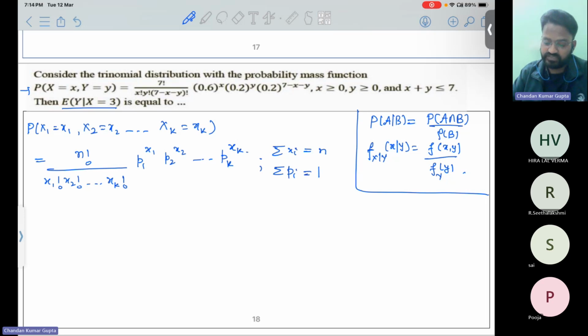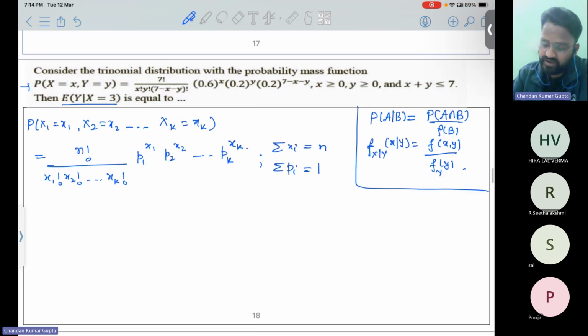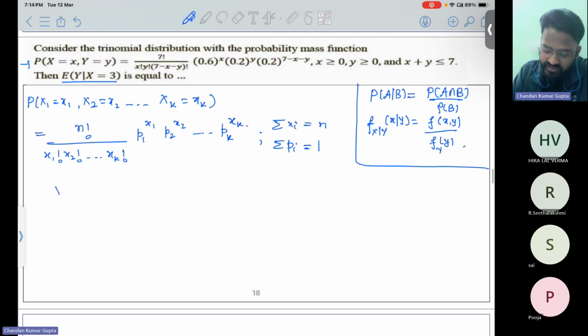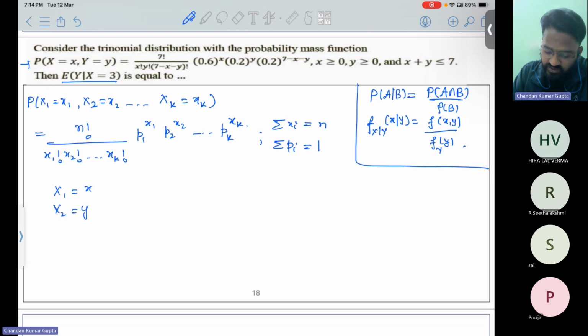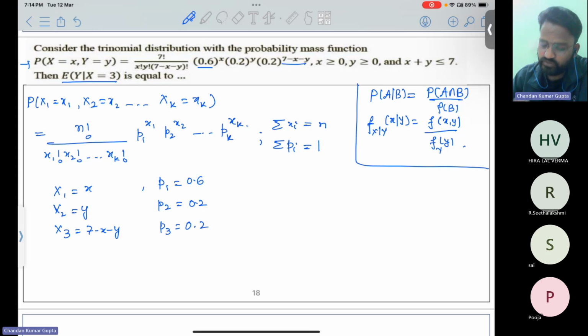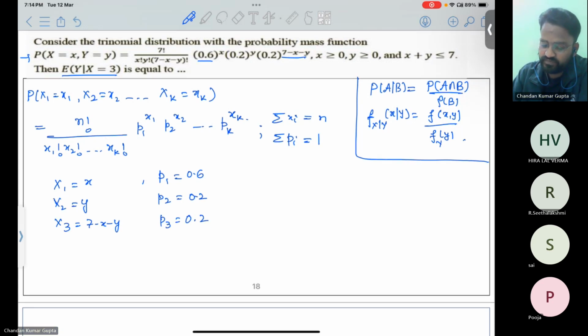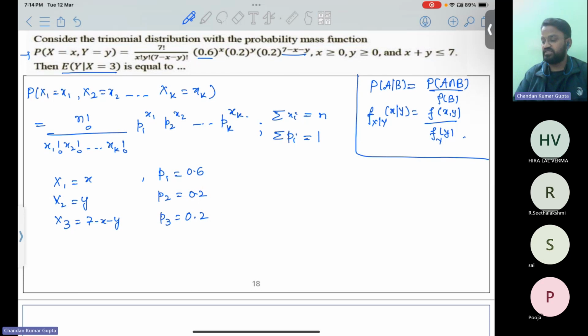So with the help of this, just compare the given and the general form. We will find that x1 equals x, x2 equals y, and x3 equals 7 minus x minus y. And the corresponding p1 equals 0.6, p2 equals 0.2, p3 equals 0.2. So up to this point it is clear.